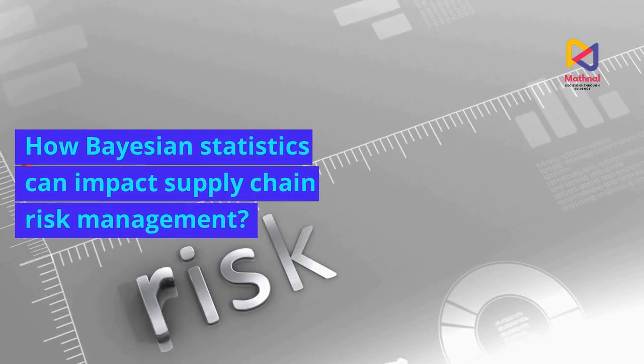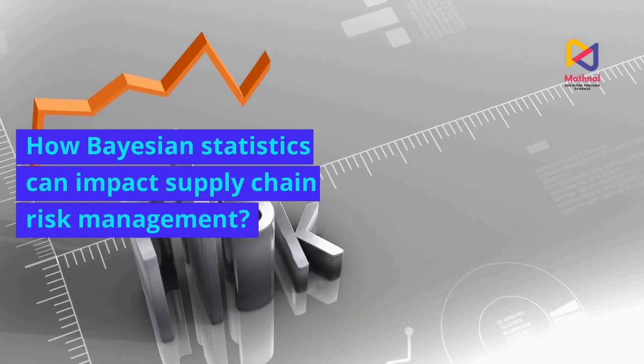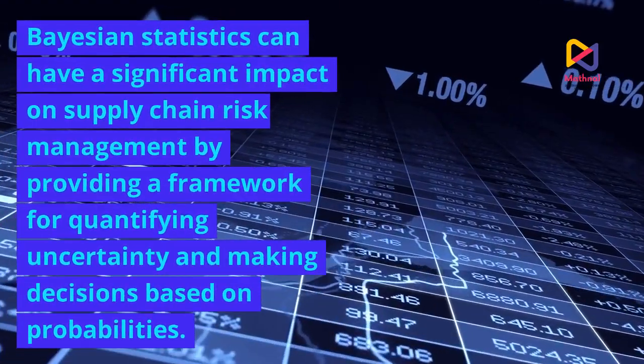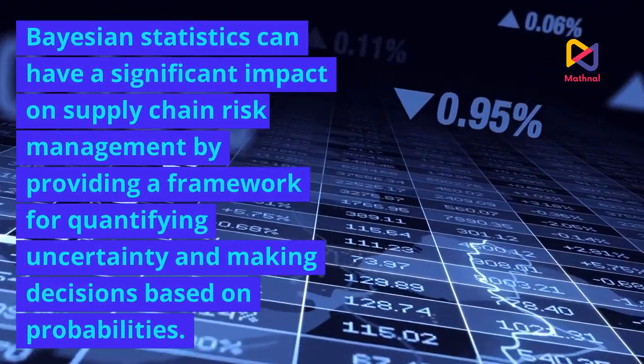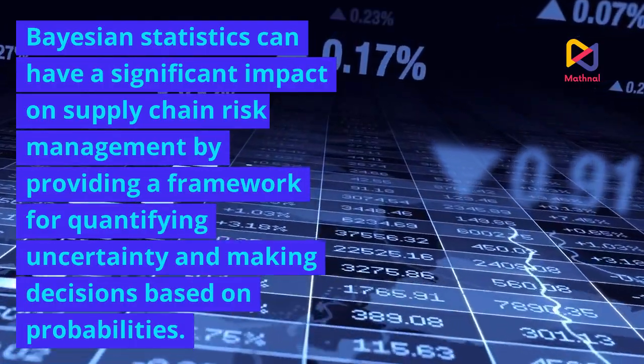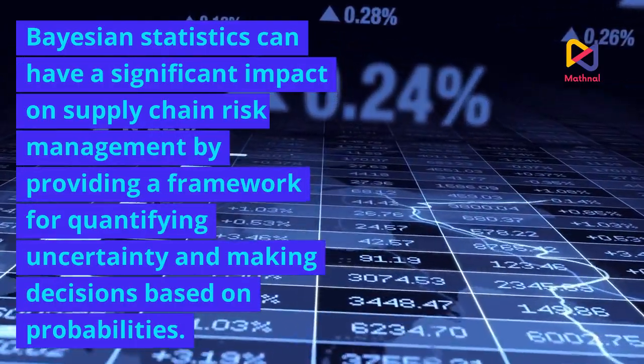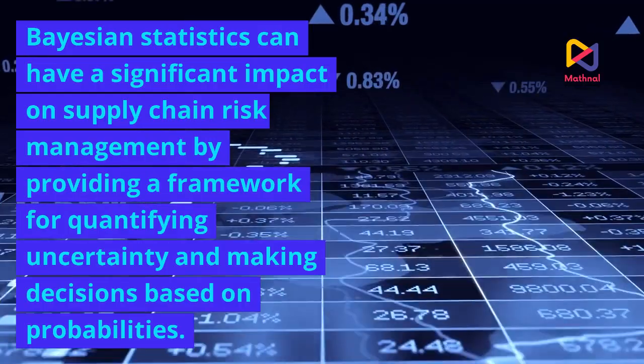How Bayesian statistics can impact supply chain risk management. Bayesian statistics can have a significant impact on supply chain risk management by providing a framework for quantifying uncertainty and making decisions based on probabilities.